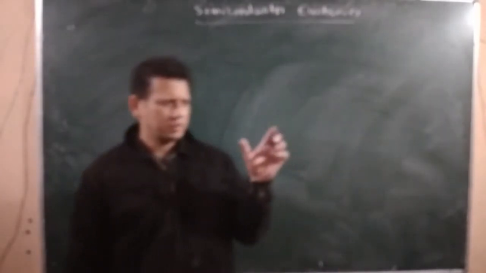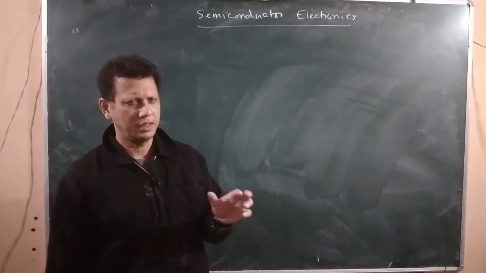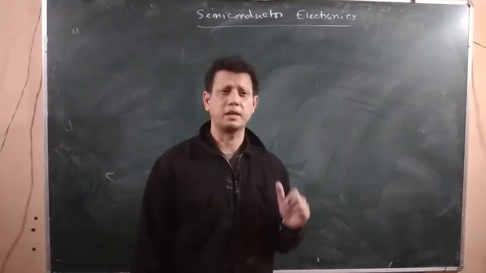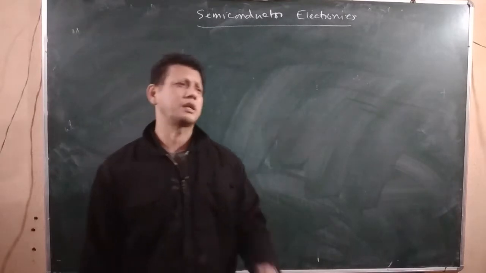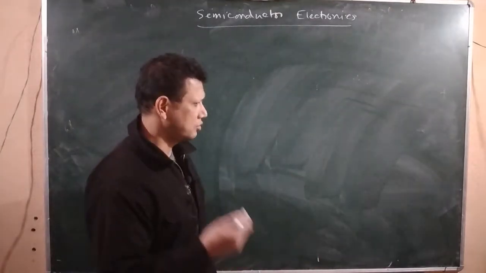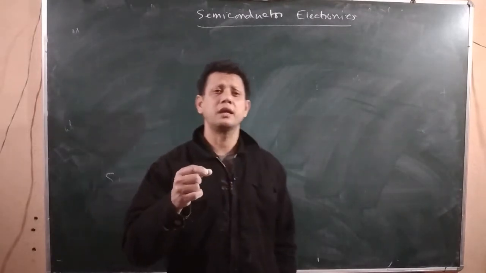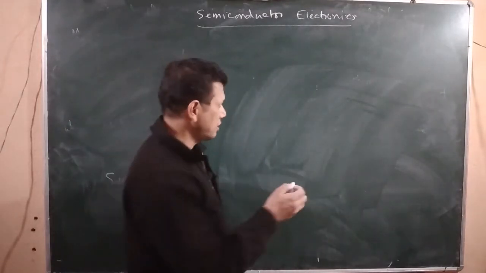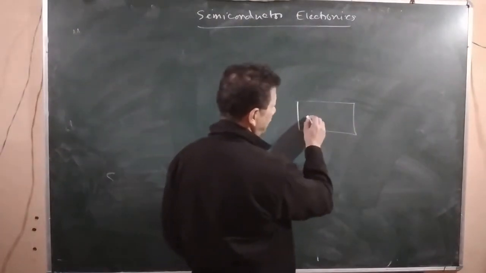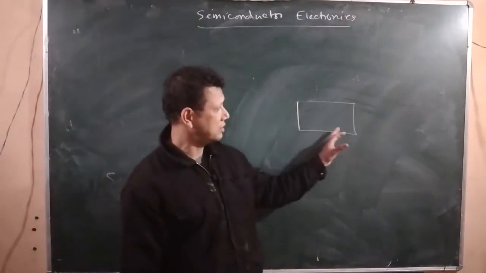So semiconductor is a particular type of material whose conductivity is less than conductor, but more than insulator. So what is a conductor? Conductor is something through which conduction of electrons can easily take place. Conductor is something through which the flow of free electrons can take place easily. So those such materials are known as conductors.